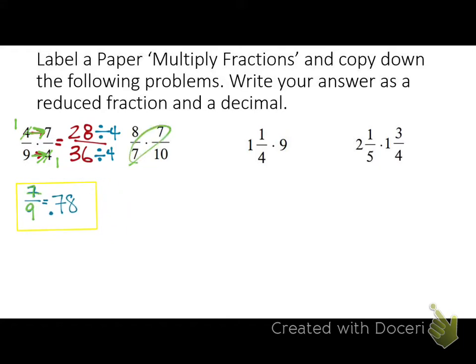Let's start with the 7s because it's simple. What are 7 and 7 both divisible by? 7. 7 goes into 7 once. The other direction, you've got an 8 and a 10. What are they both divisible by? 2. Yeah. 2 goes into 8 4 times. 2 goes into 10 5. Then multiply straight across. 4 times 1 is 4. And 1 times 5 is 5. As a decimal, this is 0.8. Correct.